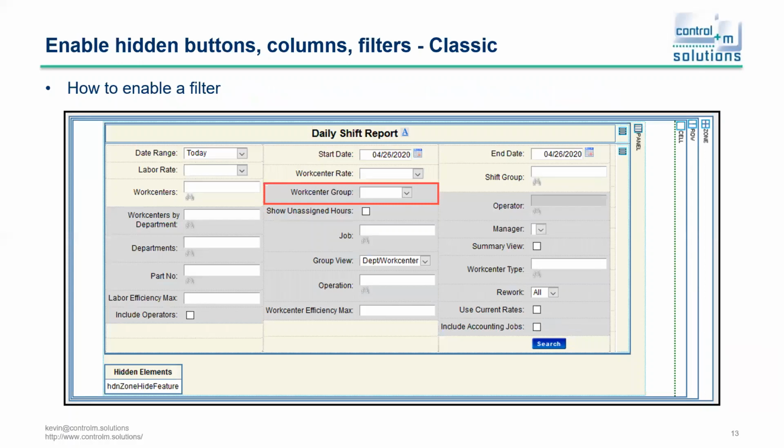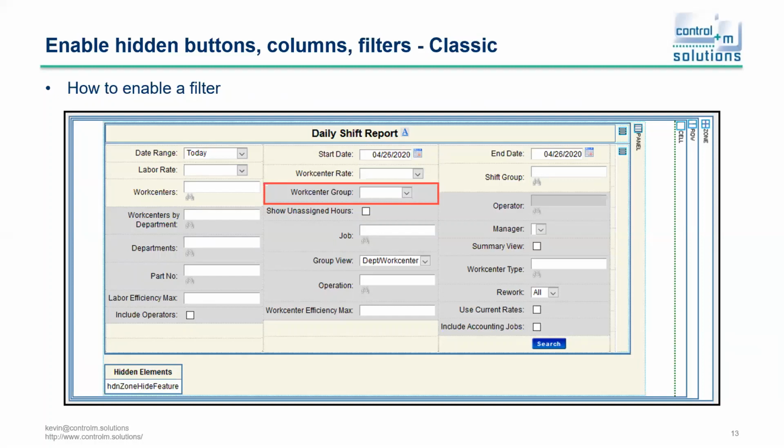Okay. So when you are in design mode, one of the more common needs that a lot of people would have is to be able to turn on different stuff, right? So what's available to us? How do we enable more filters, more columns, get more data from the screen?